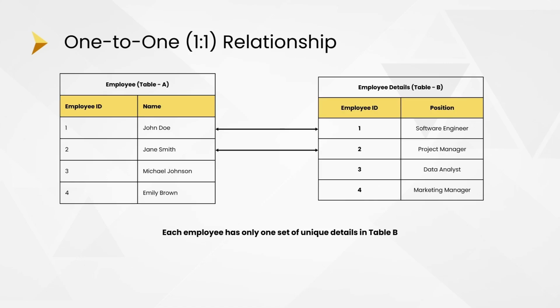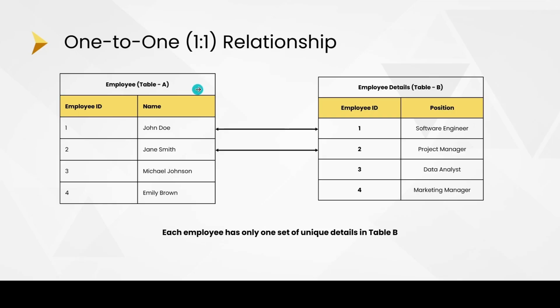In a one to one relationship, each record in one table corresponds to exactly one record in another table. Let's say we have an employee table, table A, with details like employee ID and name, and another table, employee details, table B, which has the employee ID and position. Here, each employee has one unique set of details in table B, meaning every employee in table A has a single match in table B. In Power BI, this relationship helps us bring together unique sets of information without duplication.